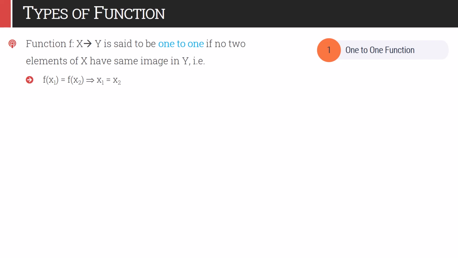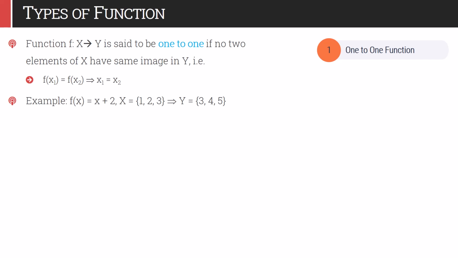Let us discuss various types of functions. The first one is the one-to-one function. A function f from X to Y is said to be one-to-one if no two elements of X have the same image in Y. That is, f of x1 is equal to f of x2 if and only if x1 and x2 are the same. If all the elements have a different image in Y, then it is called a one-to-one function.